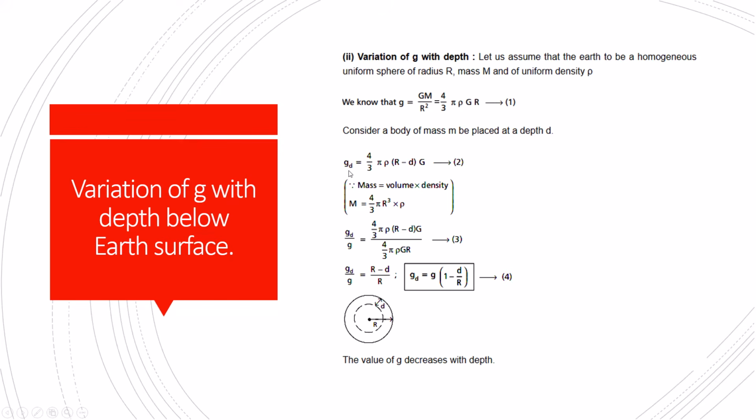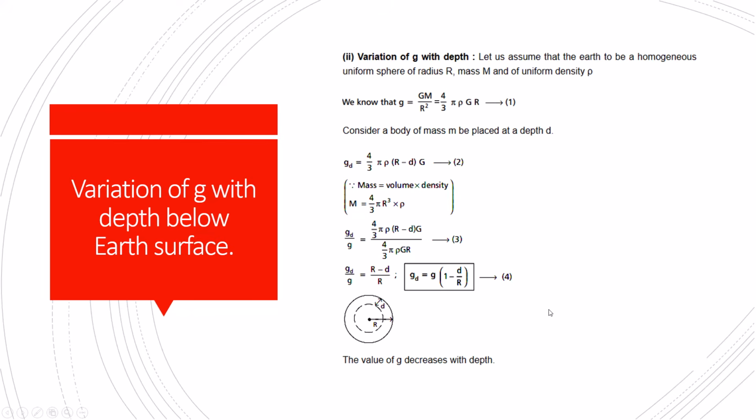So we get acceleration due to gravity at depth d: gd equals 4/3 pi rho G into (r minus d), and we write gd by g equals 4/3 pi rho G (r minus d) by 4/3 pi rho G r, and in simplified form we get (r minus d) by r, or gd equals g into (1 minus d by r). This is the expression for acceleration due to gravity at depth d, and we see that it is smaller than the acceleration due to gravity at the Earth's surface.